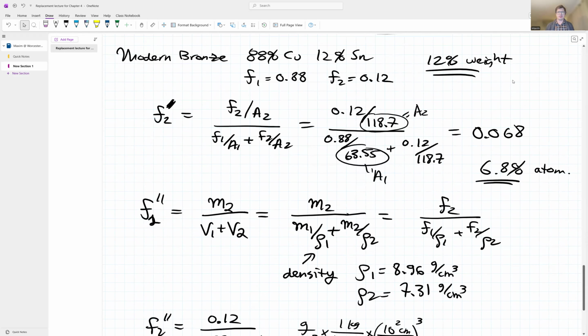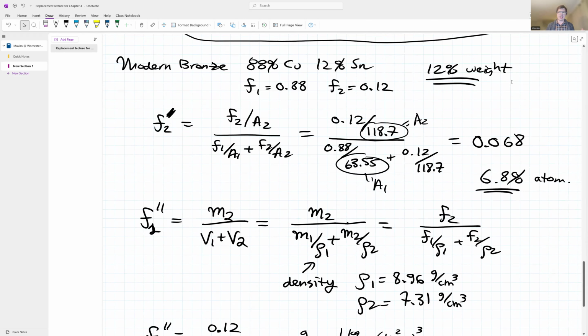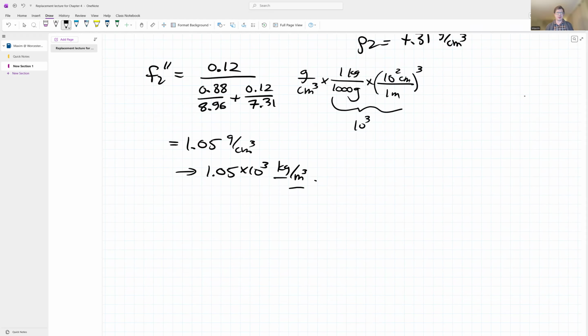We can do other stuff as well, like calculate the average density of the alloy. So if we think about what the average density should be for a material, that's the overall mass, right? It's the mass of component 1 plus the mass of component 2 over the volume of component 1 plus the volume of component 2. That should be an estimate of the density of the material.